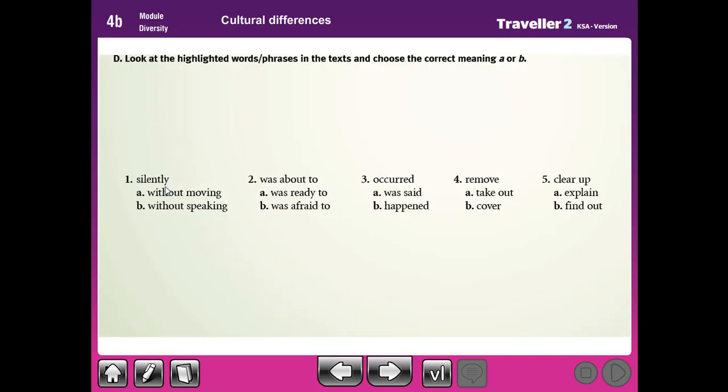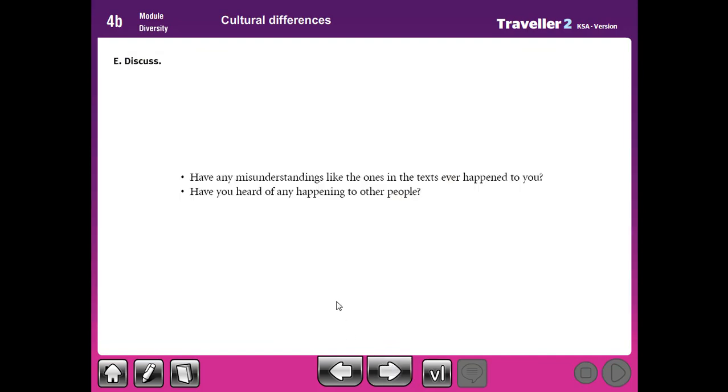Now to the vocab, the highlighted words in the text, and we have 2 choices to choose the meaning from. So what's the meaning of silently, without moving or without speaking? It's very good. Was about to means was ready to. Occurred means happened. Very good. Remove means to take out. Clear up means to explain. Clear up the misunderstanding means to explain the problem or the misunderstanding.